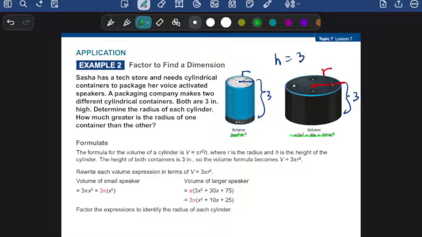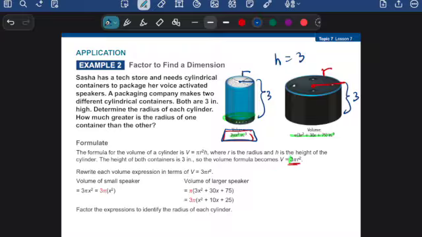So the formula for the volume of a cylinder is pi r squared times height, right? Area of the base, which is a circle, so area of a circle is pi r squared, times the height. r is the radius, h is the height. The height of both containers is 3, so instead of h, we just substitute the 3. So then we have the volume equals 3 pi r squared. And since we know this equals the volume, 3 pi r squared is going to equal this.